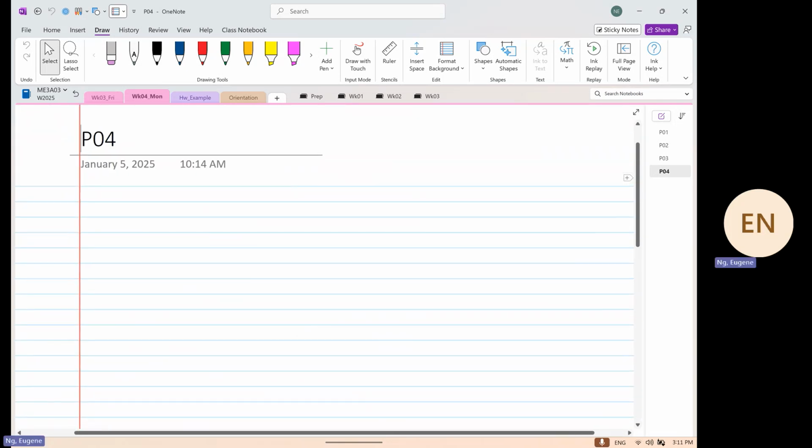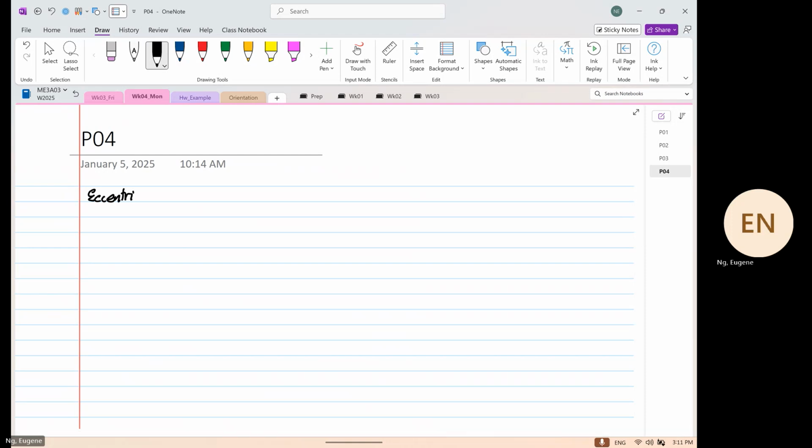Lastly, we are going to go into eccentric buckling. Now, for eccentric buckling, we have two sets of formula. Write down the formula. This is P over A equal to 1 plus EC over R squared, secant, and then pi over 2, and then square root of P over PCR.